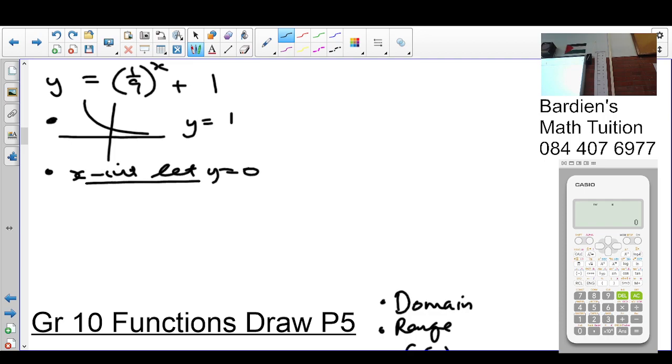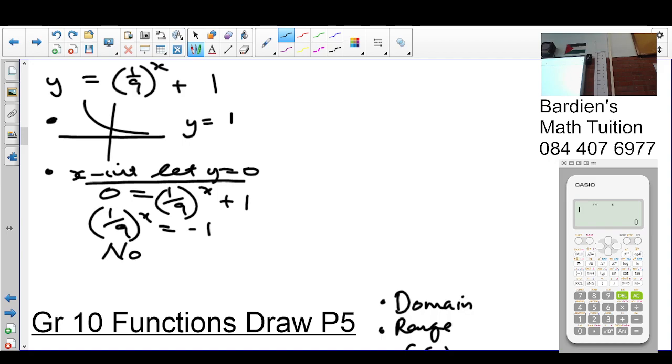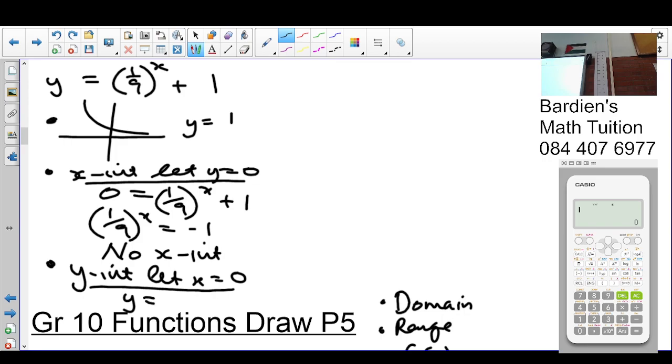Y equal to 0. So 0 is equal to (1/9) raised to the x plus 1. To get 1 over the equal sign, it's (1/9) raised to x equal to negative 1. There's no way I can write that as a base of 1/9. So what does that mean? No x-intercept, or no solution. Then we write y-intercept. What do you do for y-intercept? X equal to 0. So y is equal to (1/9) raised to 0 plus 1, which is 2.